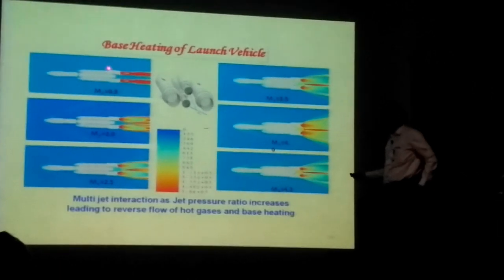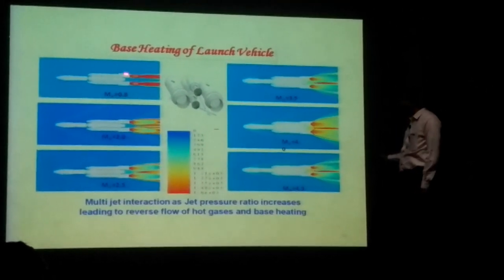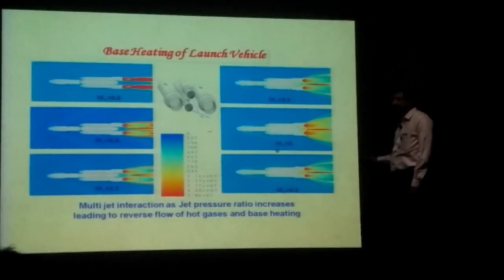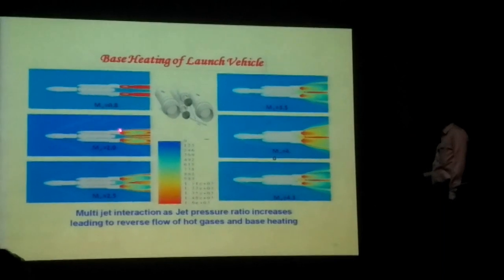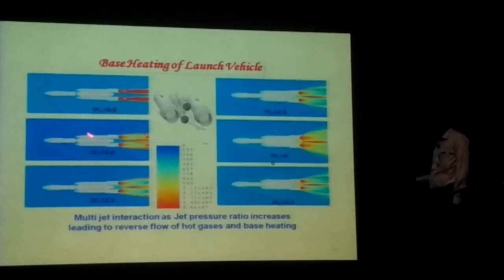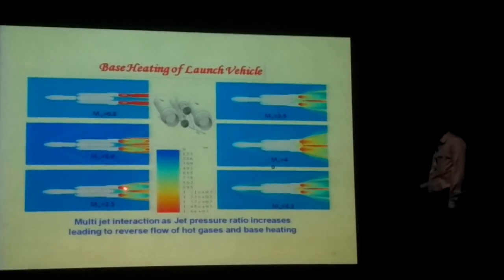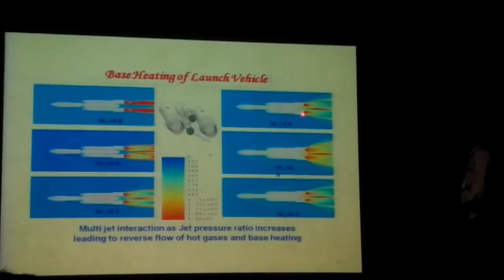See, at the lower altitude, the jet pressure to the atmosphere pressure, called Pj by P infinity, the jet will not expand so much, so you don't have the base heating. That's at Mach number 0.8. Slowly, as the Mach number increases, like Mach number 2, the jets start expanding, and then at 2.5 they start interacting, and there is a reverse flow. And at 3.5 the base heating becomes more interactive because they are pluming more.